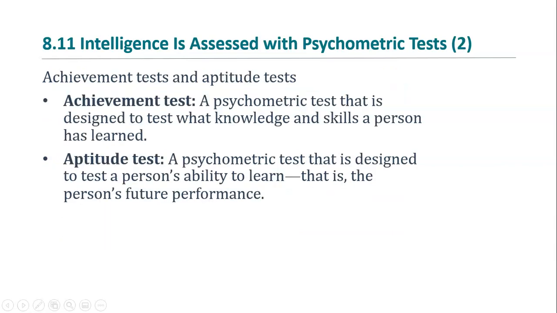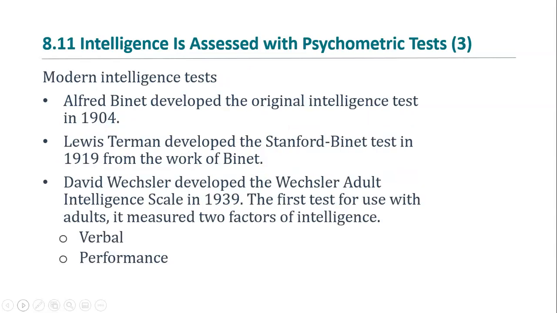We can also distinguish between achievement and aptitude tests. Achievement tests measure what you have learned. Aptitude tests attempt to measure what you can learn, your ability to do something. Obviously, the second one of these is more difficult. It's fairly easy to measure what people have learned, but to be able to predict what they're going to be able to learn, that's a little bit more tricky.